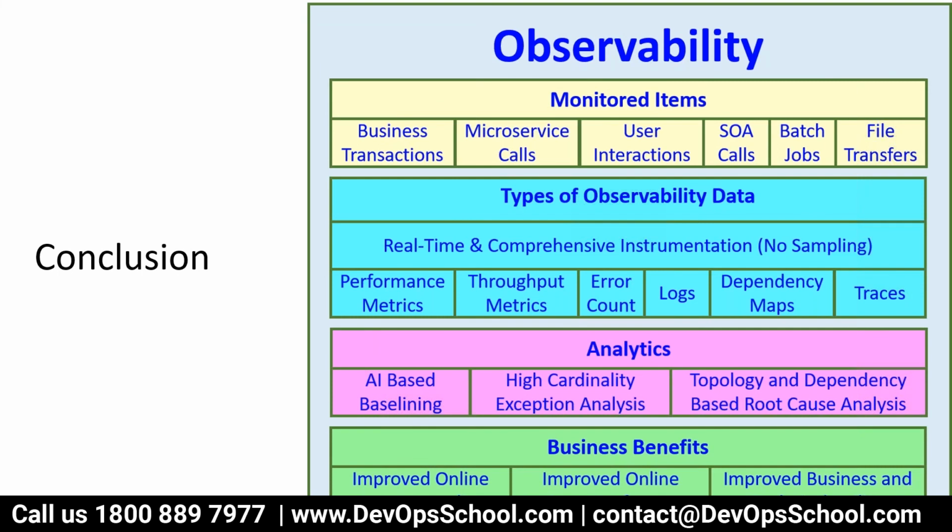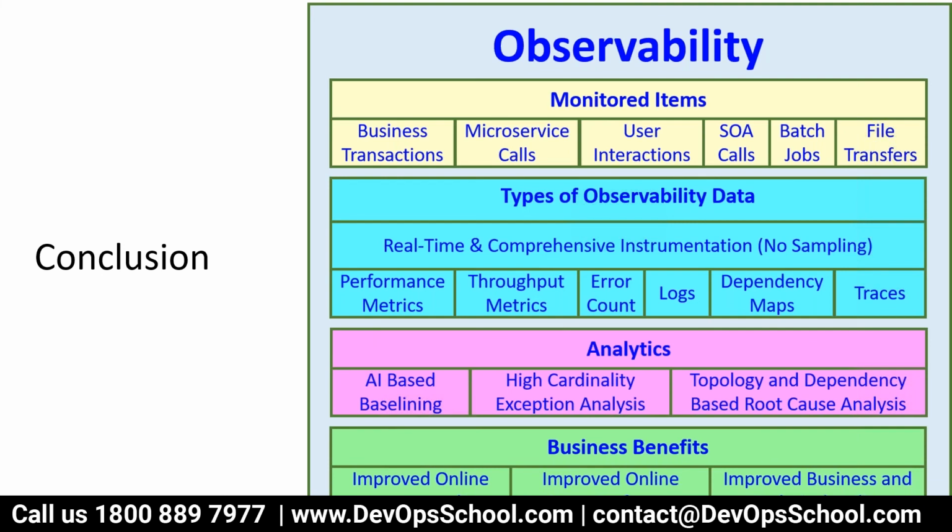So how to set up observability? You need to capture MELT data: metrics, events, logs, and traces. Everything we should capture. We should capture the business transactions, microservices calls, user interactions, service-oriented architecture calls, batch jobs, file transfers. Different types of data you will have in observability, like real-time and comprehensive instrumentation data, performance metrics, throughput metrics, error counts, logs, dependency maps, and traces.